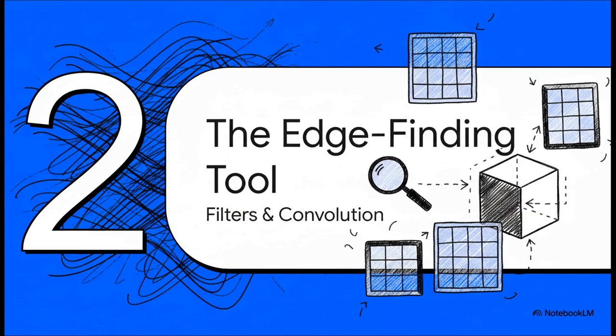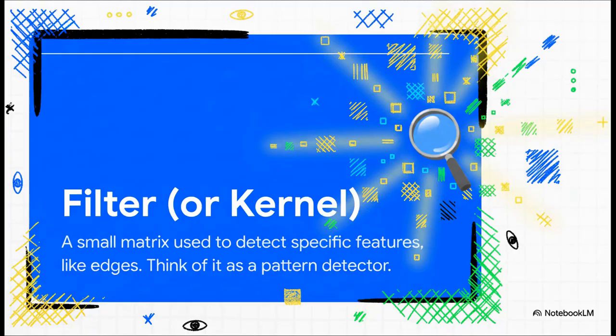Okay, but how does it actually do that? How does it just find the vertical lines and ignore everything else? Well, for that, it needs a special tool and a very specific process. And to get it, we need to meet two key players: filters and convolution. First up, the tool. It's called a filter, or you might hear it called a kernel. The absolute best way to think about a filter is like a tiny, custom-made magnifying glass.